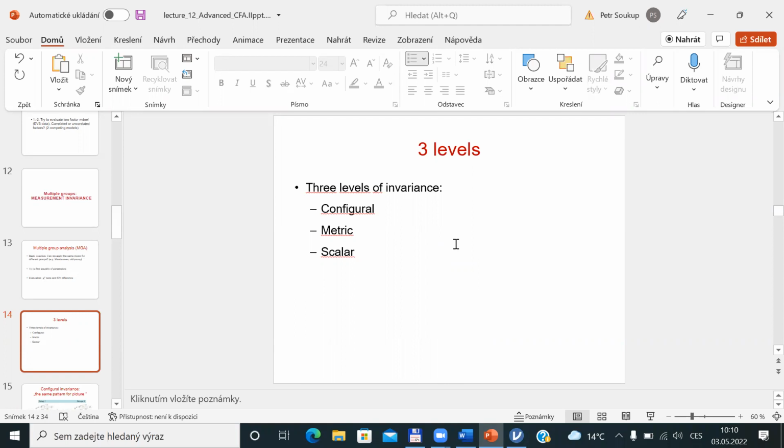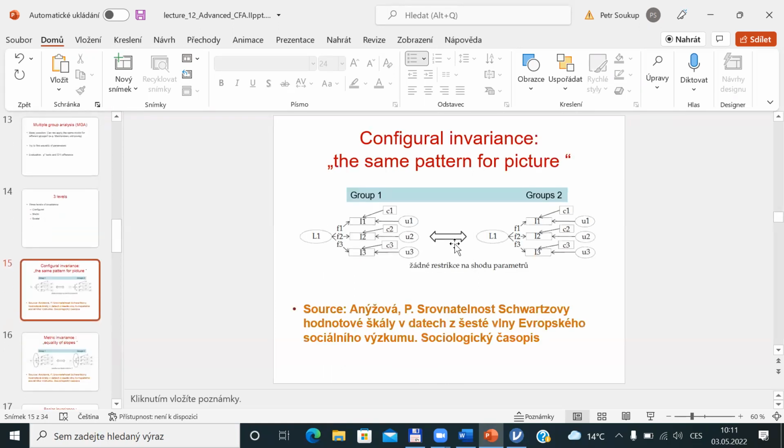And we would also need to understand what the consequences are for data analysis. So first of all, these pictures are copied from the article published by Petra Nížová in the Czech Sociological Review. If you would like to know more about this problem, you can consult this article in detail.